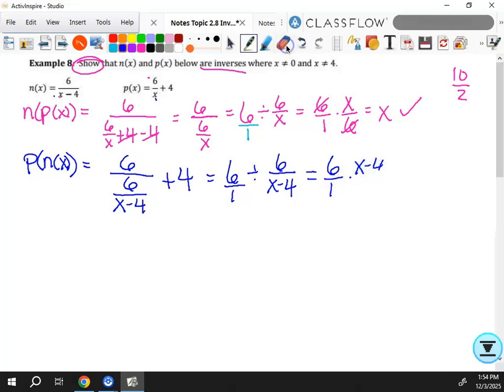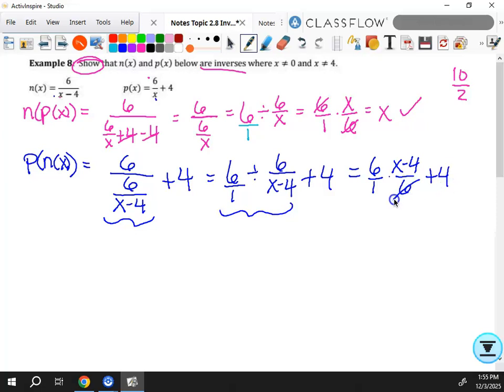Oh, nope. What did I do? I made a mistake. I forgot my plus 4 there. So when I do this, that's this part right here. I have to keep that. I still need that plus 4 there, or I lose it. Can't lose it. My equality wouldn't make sense. Okay, so now I can keep, change, flip. 6 over 1 times x minus 4 over 6. And then I still have that plus 4. These 6's cancel out, so that leaves me with x minus 4 plus 4, which is x. And that's what I wanted. I showed that they were both x. So now I can say n of p of x equals p of n of x, which equals x.